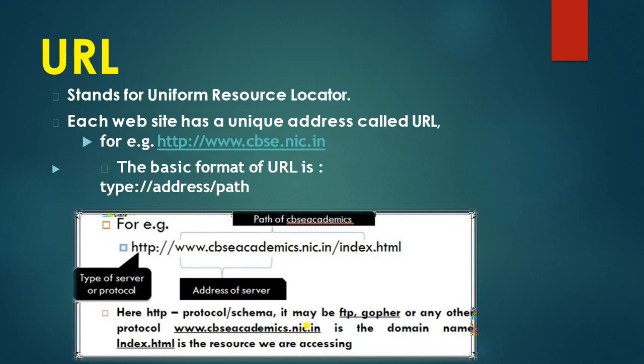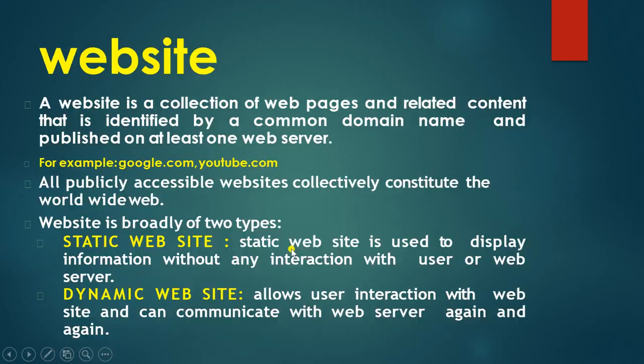Now URL. The full form of URL is Uniform Resource Locator. Each website has a unique address called the URL. This is an example of a URL, and the basic format of a URL is this. You have first the protocol type, then the address, and then the path. In this image you can identify that this is a URL, which is the domain name, which is the primary domain name, which is the subdomain name. You can easily identify these in this URL.